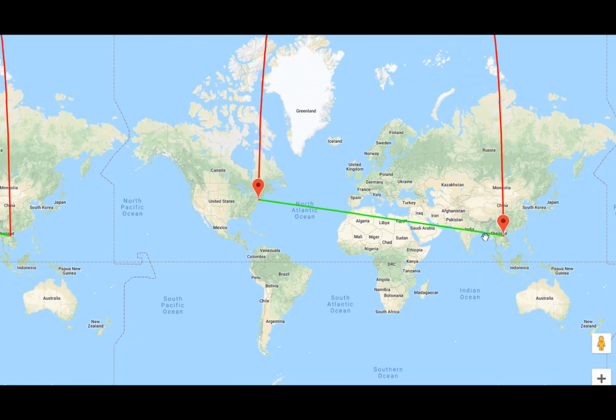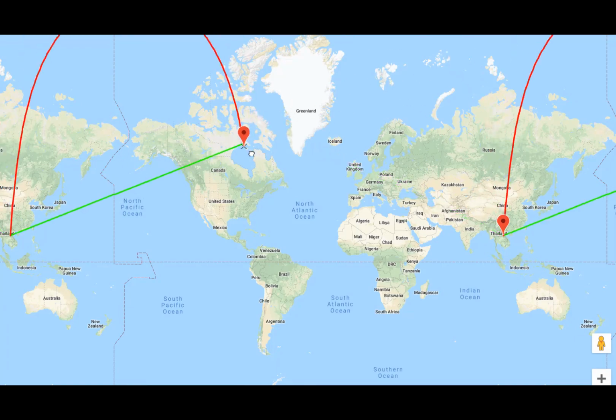So that's actually shorter: to go up over the North Pole and then come down over Russia. Not that you necessarily could. Maybe there are restrictions on airspace. But if you want to go the shortest route, that would be it. Pretty neat. Fun to play with.